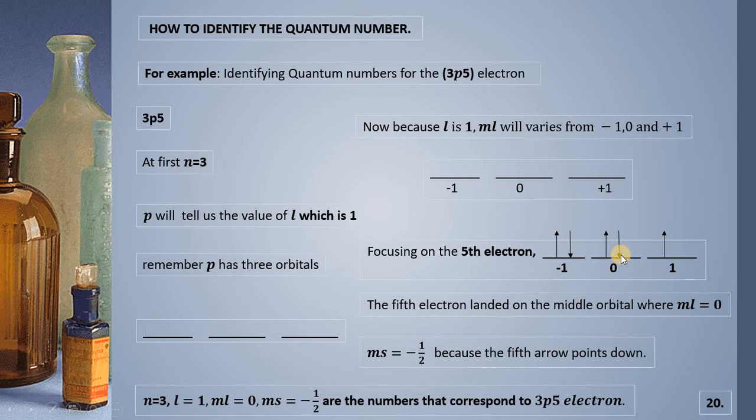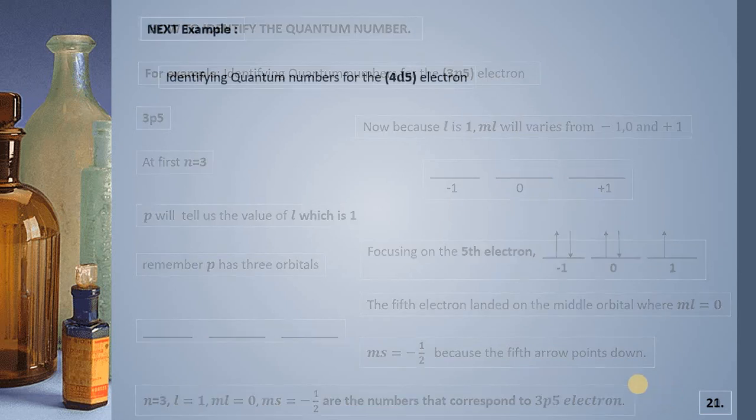So now, the quantum numbers, I think I answered that. N is equal to 3. Yes. L is equal to 1. Yes. MS is equal to minus 1/2. Yes. And ML is equal to 0. Yes. So they are the numbers that correspond to the 3p5 electron. I think I answered, and we've known the location of the electron. Now you can find the location.